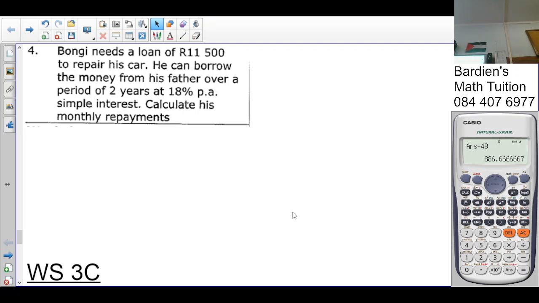He can borrow the money from his father over a period of 2 years at 18% per annum simple interest. Calculate his monthly repayment.